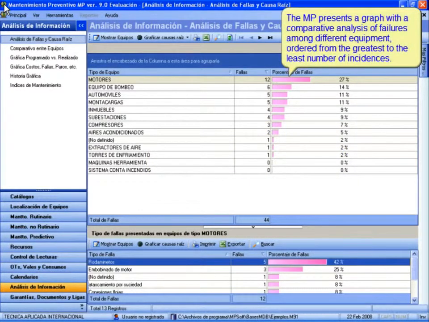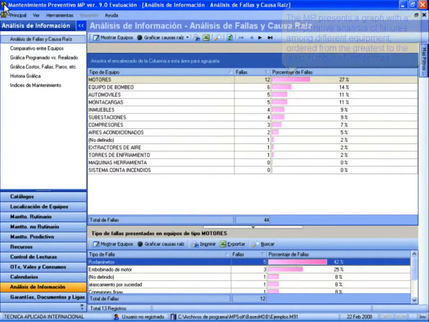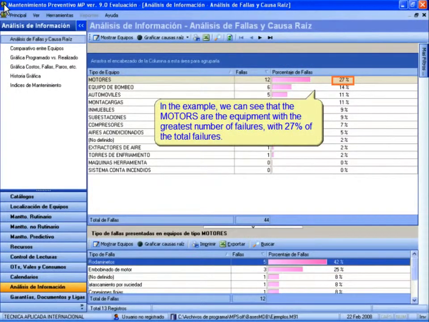The MP presents a graph with a comparative analysis of failures among different equipment, ordered from the greatest to the least number of incidences. In the example, we can see that the motors are the equipment with the greatest number of failures, with 27% of the total failures.